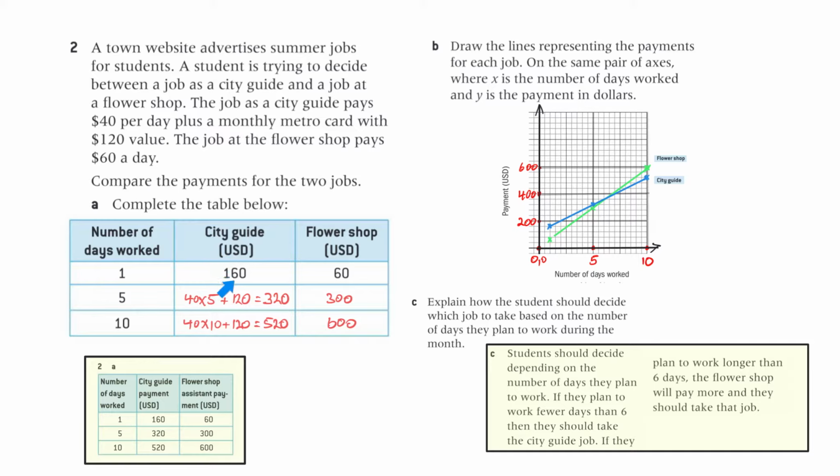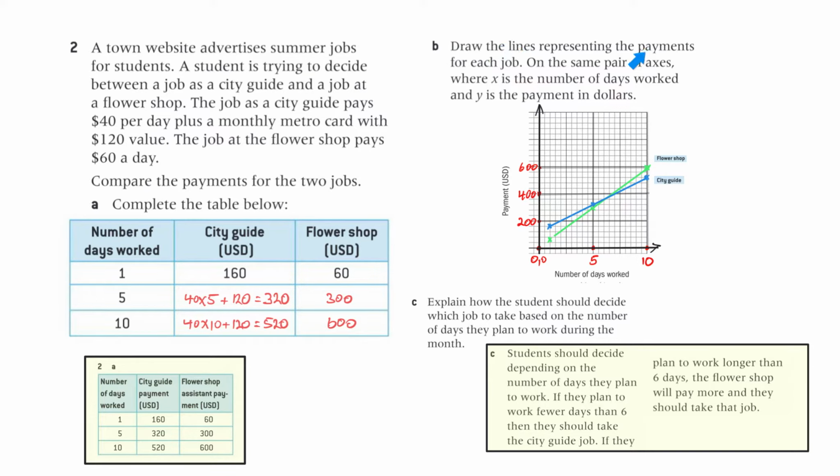City guide, well, it's 160. The way that 160 goes is for the first day, it's $40 a day plus 120, so that's why that's 160. Then when it's 5 days, it's $40 a day times 5 plus 120, and that's 320. And when it's 10 days, it's 10 times $40 a day plus 120, which is 520. The flower shop is just $60 a day, so that's 60, that's 5 times 60, and that's 10 times 60. These ones here are the answers from the back of the book, and that looks good.